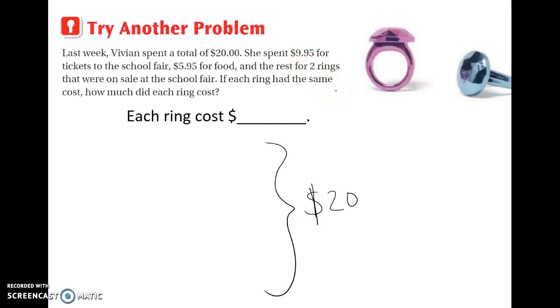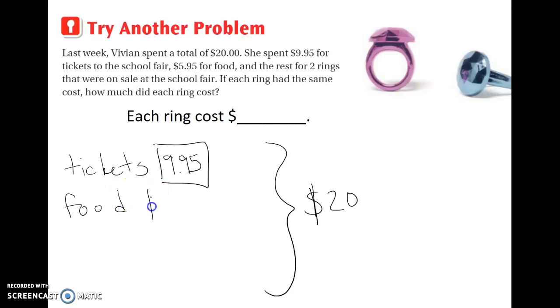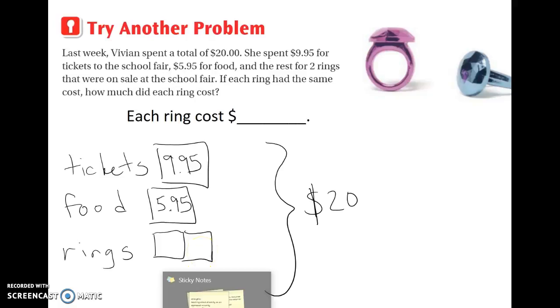She spent $9.95 for tickets to the school fair. Tickets, $9.95. She bought food for $5.95. And the rest for 2 rings. Okay. Fairly simple. I have to put these together, I have to figure out what's left, and then I have to divide that by 2. Why don't you go ahead and do that on paper and tell me what you got?